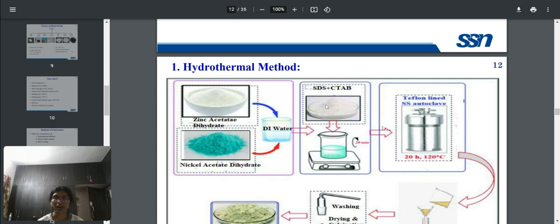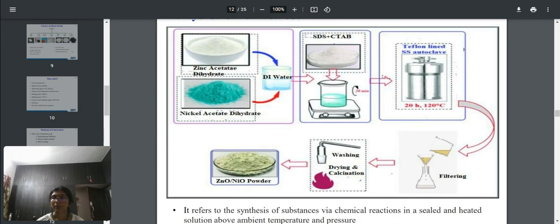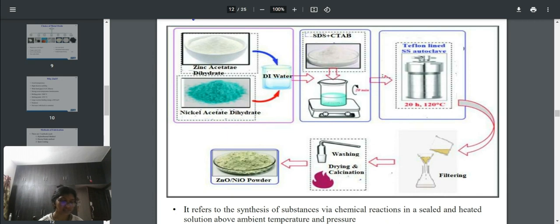Hexadecyl trimethyl ammonium bromide and SDS, which stands for sodium dodecyl sulfate, are added to the solution, and by magnetic stirring we are obtaining a solution which is heated in the Teflon lined SS autoclave for 20 hours at 120 degrees Celsius, which will yield us nanostructures with a specific structure, which happens to be hexagonal structure in this case.